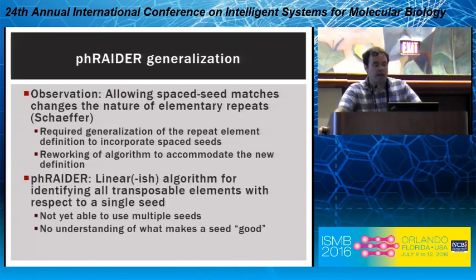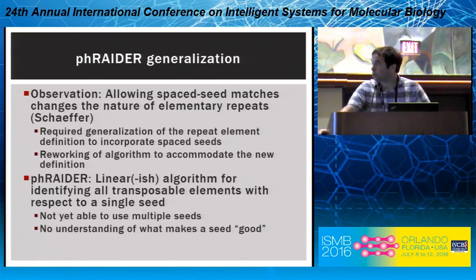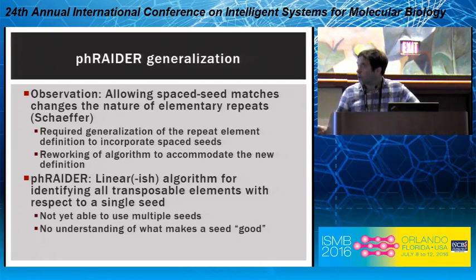All right? And thus we came up with phRAIDER, Pattern Hunter-Based RAIDER, a linear-ish algorithm for identifying all transposable elements with respect to a single seed. If anybody's worked with Pattern Hunter, there are two obvious questions here. Let me answer them now. First of all, Pattern Hunter you usually use with multiple seeds. We are not there yet because that is going to require restructuring the algorithm and the definition again. We're not quite sure how to deal with that. I've got a student working on it.